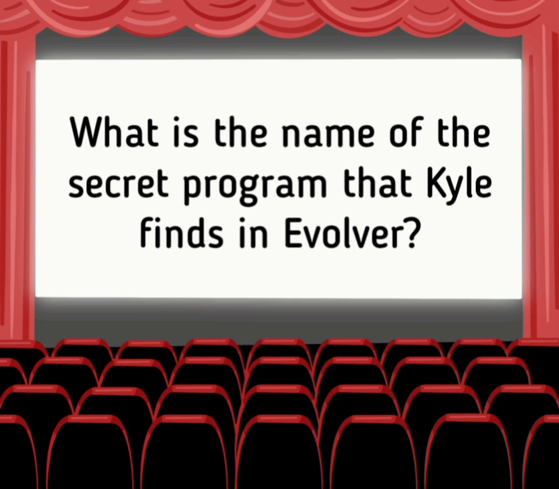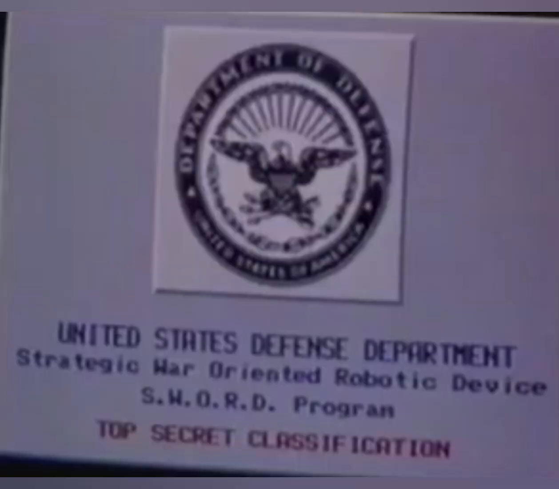What is the name of the secret program that Kyle finds in Evolver? The program is called SWORD, and it stands for Strategic War Oriented Robotic Device.